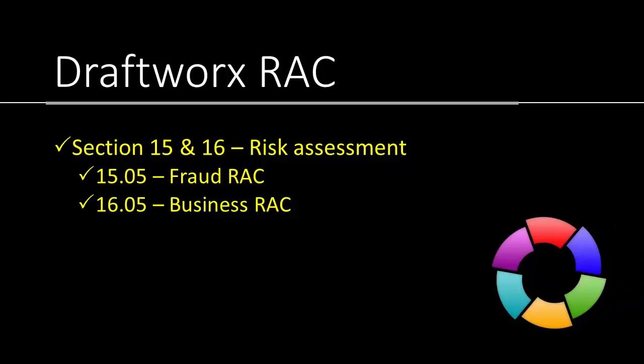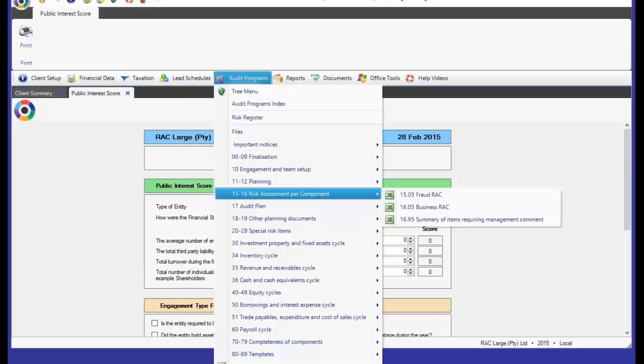So we're done with 12.95. We have done the entire planning process, or as I say, the risk identification process. We now need to go and do something with these risks. What are we actually going to do about these risks in the audit?